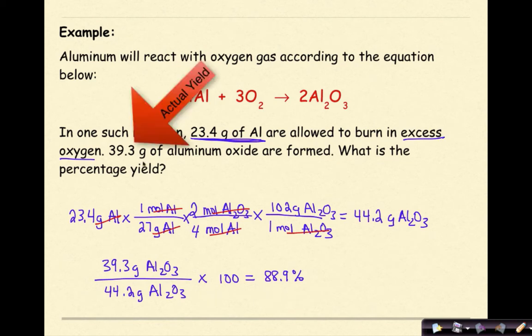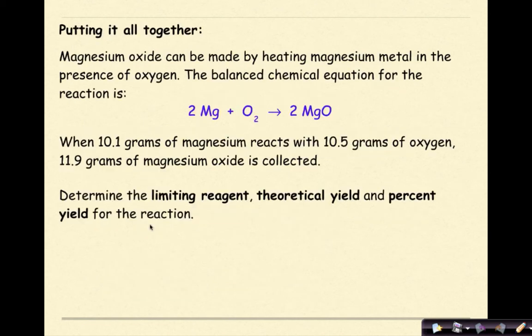So again, my actual yield was given to me. I needed to calculate my theoretical yield. I divided my actual by my theoretical and multiplied it by 100 and got my percentage yield. Let's put it all together. Magnesium oxide can be made by heating magnesium metal in the presence of oxygen.